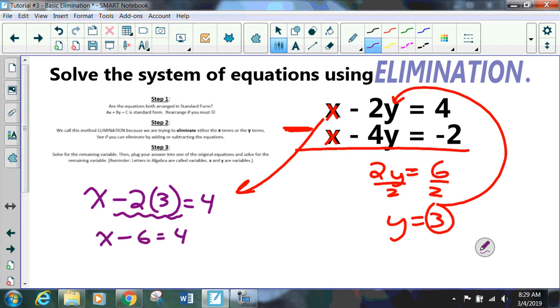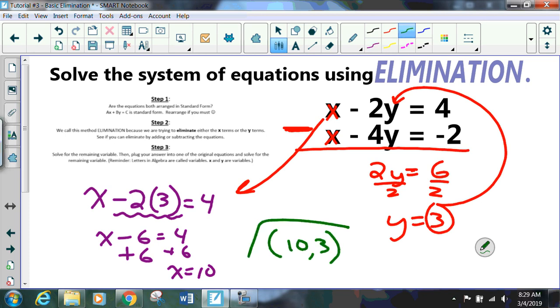Now I'm going to solve for x. I'm going to isolate x. I'm going to add 6 to both sides, so I get x equals 10. Put it together. That means that my answer is 10 comma 3. Let's see if that's right. If I plug in 10 into the first equation, and 3 for y, I get 10 minus 6 is equal to 4, and that's true. That's the solution to the system of these two equations. Okay, so far so good.